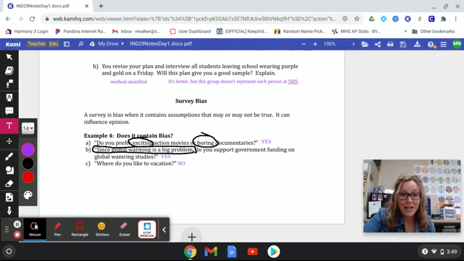And then hopefully, if we have some time at the end of the year, I will give you an opportunity to create a survey question where you get to pick your way of doing a sample. You will make sure that your question doesn't contain bias, and you'll collect your data, whether it's quantitative or qualitative. Then I will show you how to take those results and make them into nice, pretty graphs, because that's my favorite thing to do.